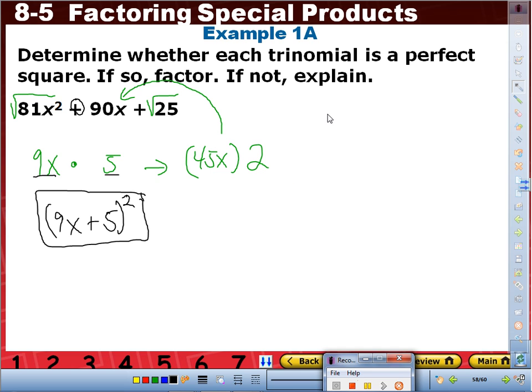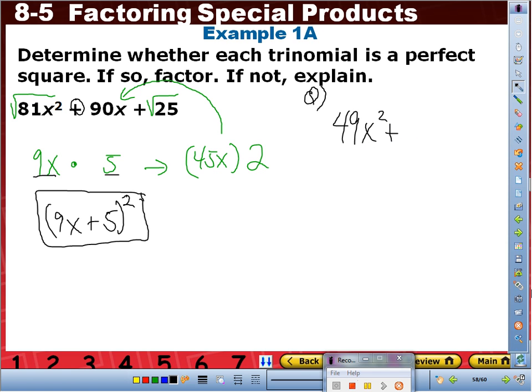Write this down. If you want to write it right next to it, it's still part of example 1A, but I'm just going to call this one example Q. And write this down. I'm going to do 49x squared plus, give me a second. All right, check this out. Let's do 42x plus 9. Let's do that one together.